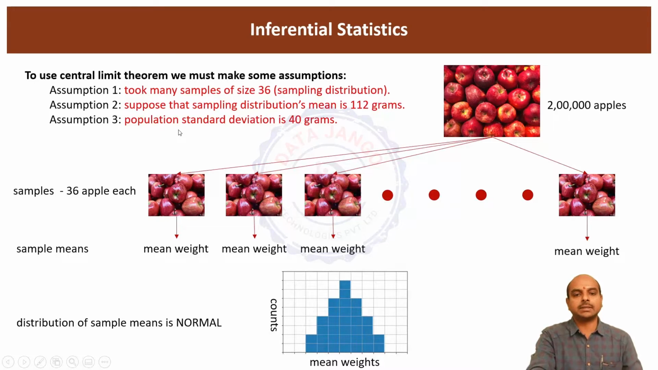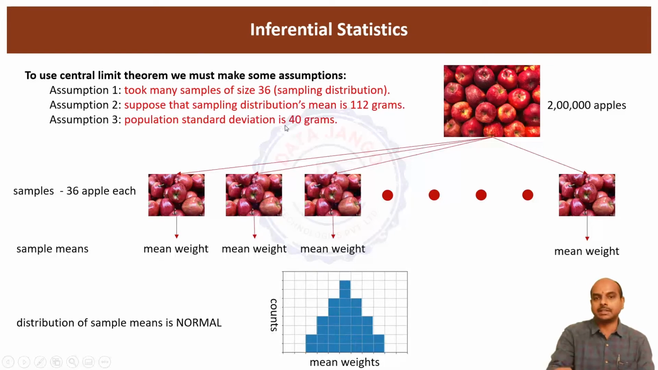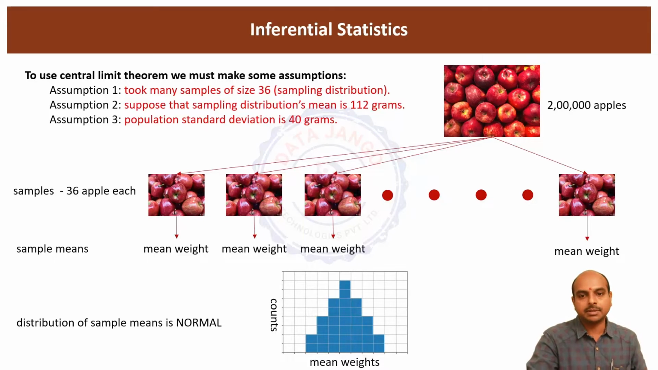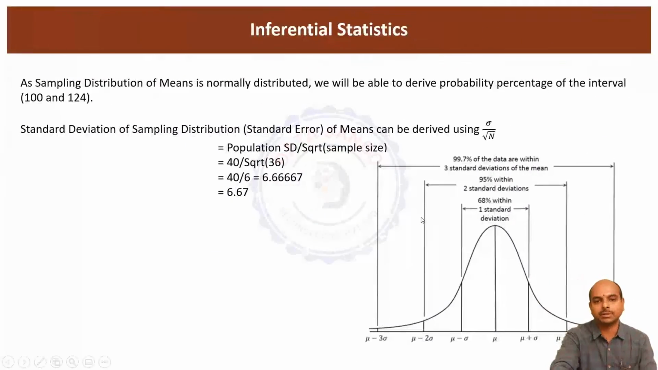The third assumption is that the population's standard deviation is also 40 grams. We have got only one sample, and that sample's standard deviation is 40 grams, so the best approximation for the population is 40 grams. What we have is what we have. So we are trying to use that to find out the confidence score. When you take many samples of 36 apples, the sample means are going to be normally distributed. We know that from the central limit theorem. So let us see what else we can do.